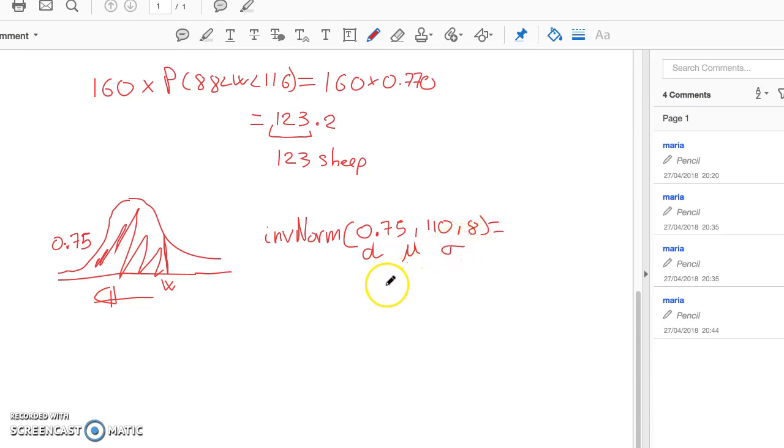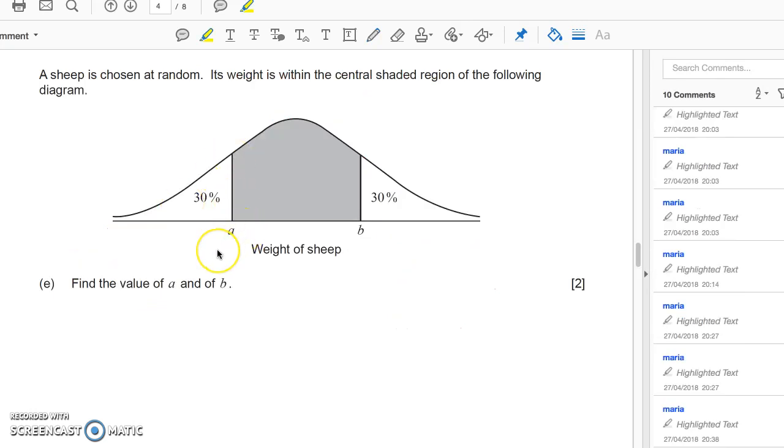If I put these values, I find out the result is 115.395 and so on. I want 3 significant figures, 115 kilos. So if I'm looking for sheep weighing less than 115, that's going to be 70%. So that's the easy question. Remember that if they're asking me for more than, I will need to reverse the question as a less than, because this is what the inverse norm is giving me. And I need to use the idea that in total, this is 100%. So 1 minus one region will be the other region. But this one was one of the easy questions.